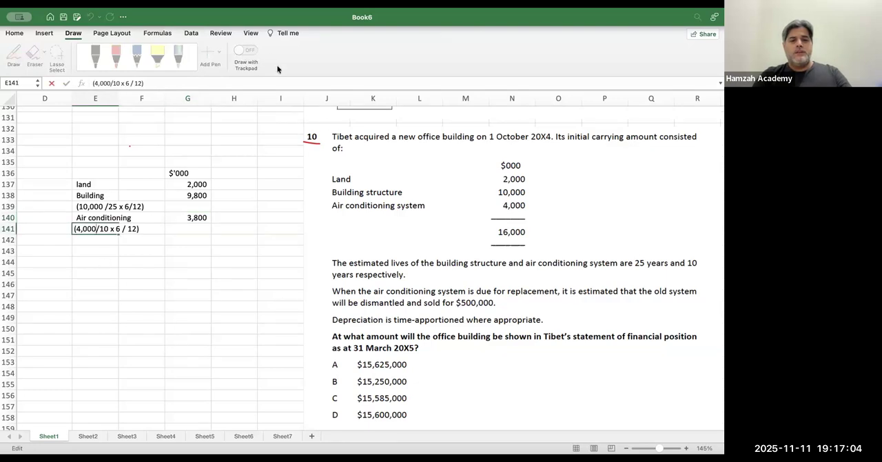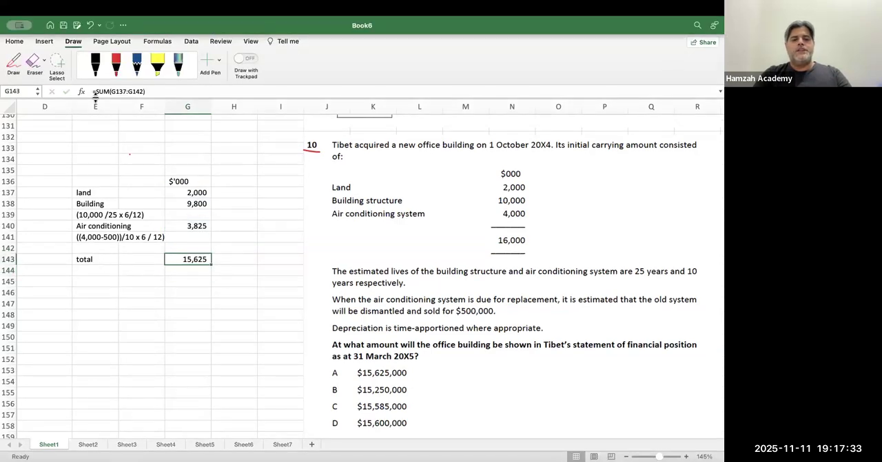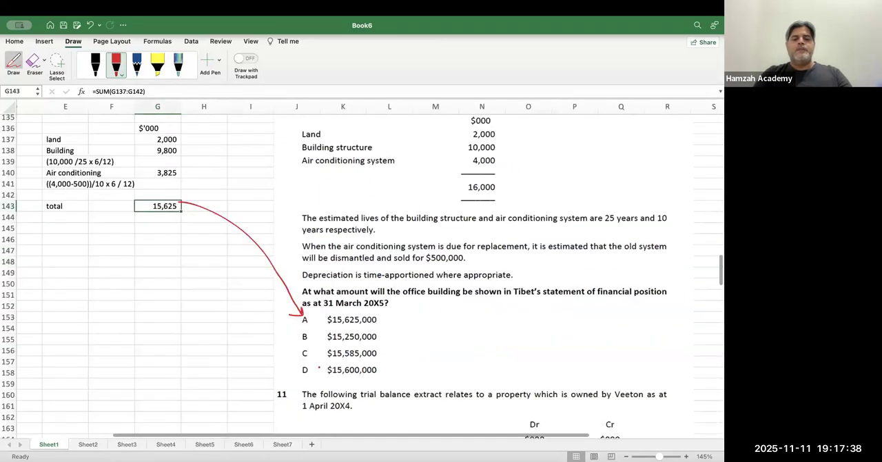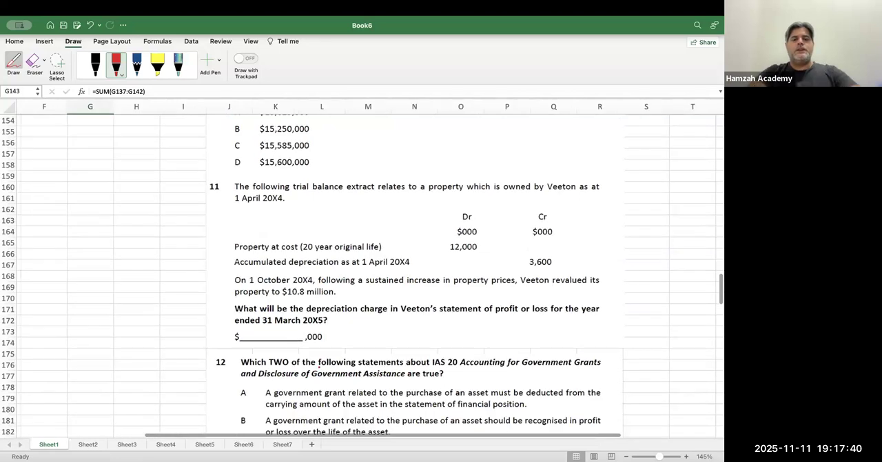I got it. The air conditioning system is sold now. So that has to be 4,000 minus 500 over here. So that's going to be 4,000 minus 500 over here. No, 3,825. So the total is going to be 15,625. Option A. Very good.